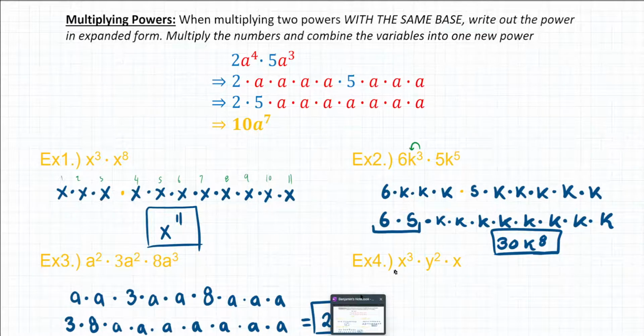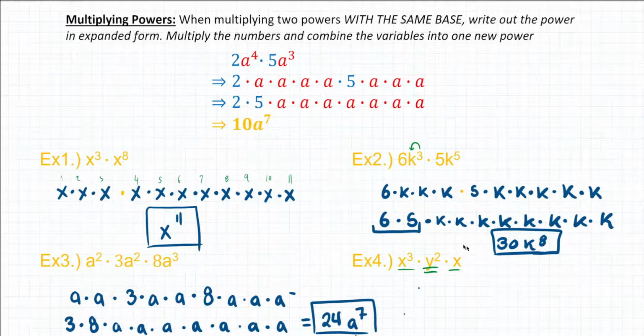All right. Last example. Now this one's a juicy example. Look at this. Not only do I have two different kinds of variables, I've got x's and y's. One of those x's doesn't have an exponent. Wow. What's that going to be? Well, let's try it out and find out.